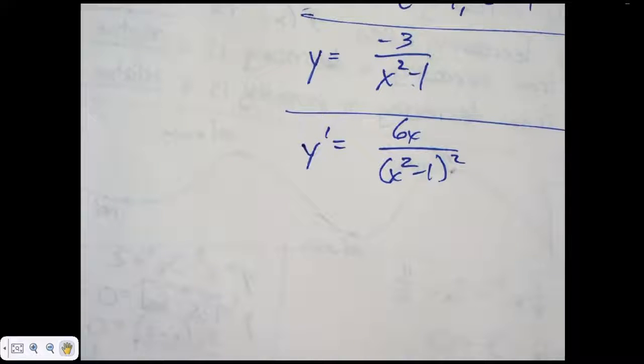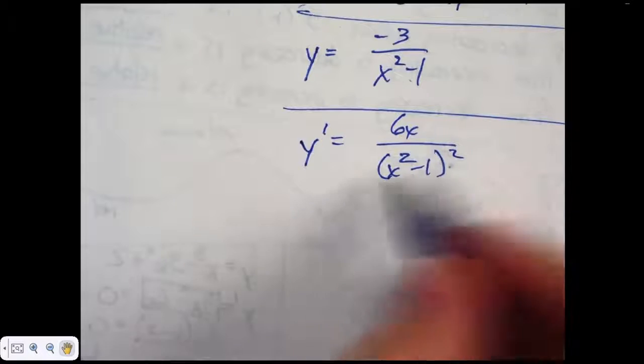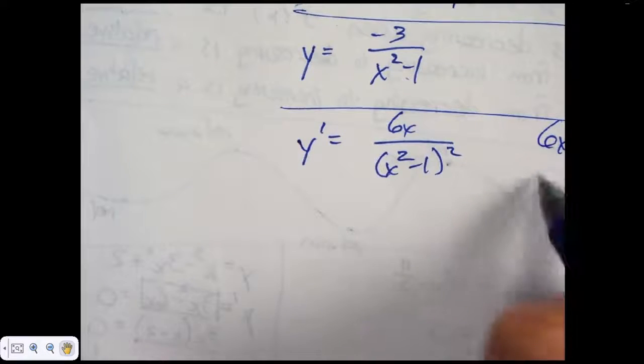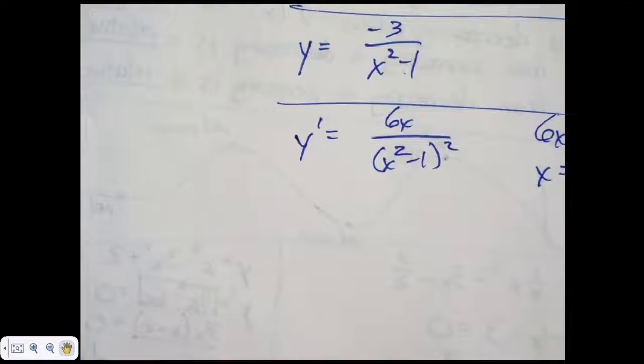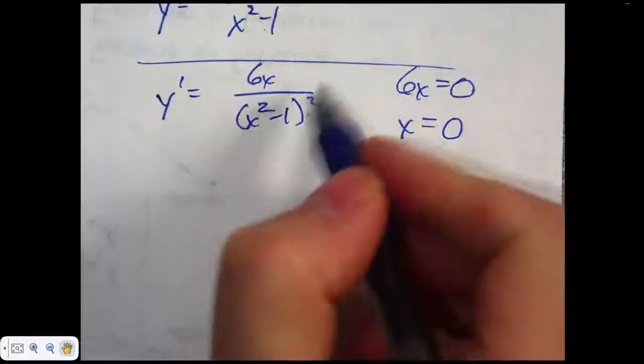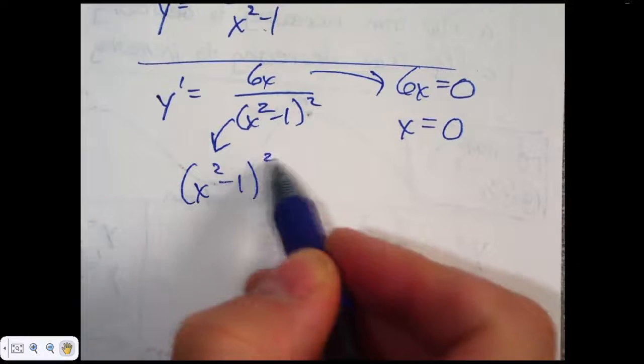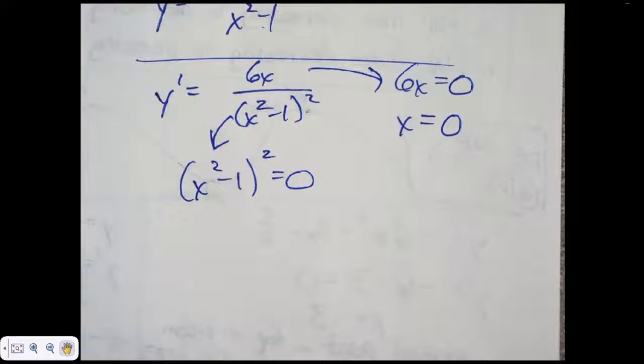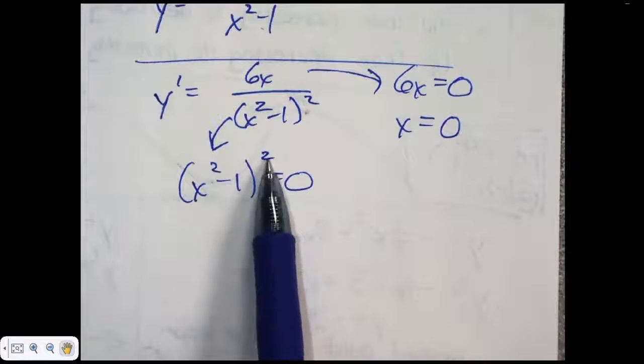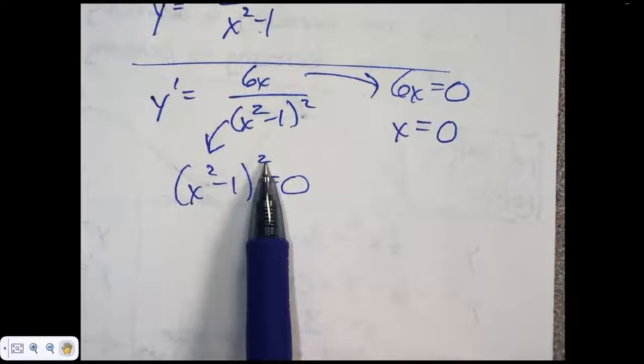So this is where we set the top and the bottom equal to 0. If there's a fraction, you set the top and the bottom equal to 0 and go from there. So if I set the top equal to 0, that gives me x equals 0. If I set the bottom equal to 0, we've talked about this before, but this power over here essentially means nothing, because how would I get rid of it?